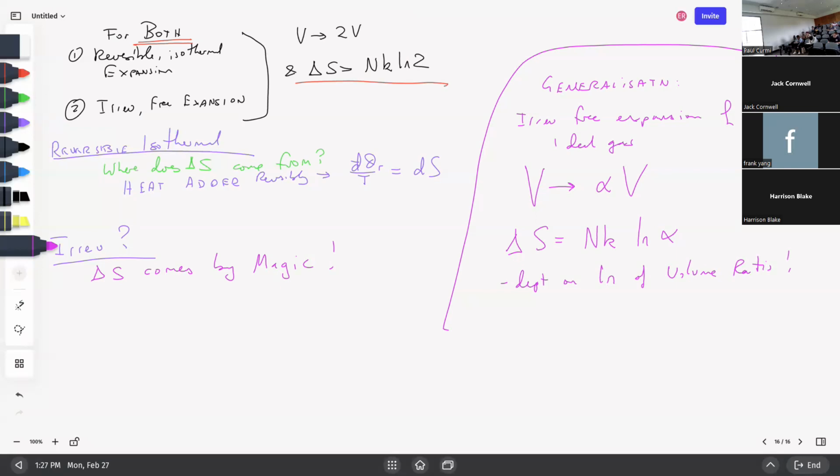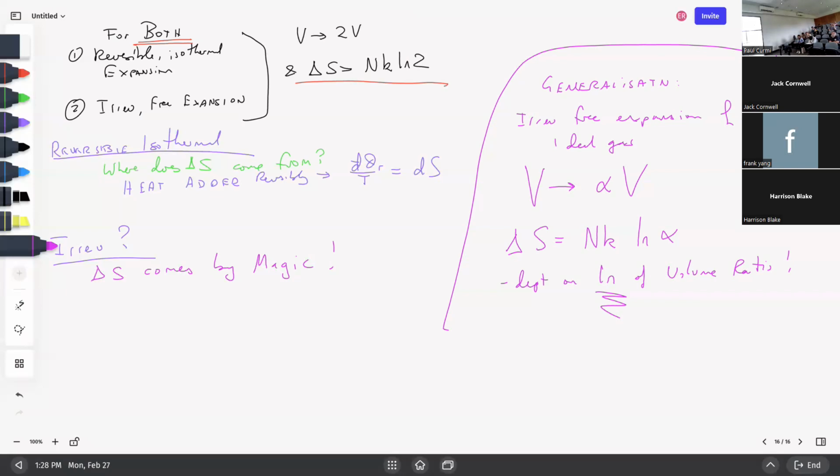So this miraculous appearance of entropy has something to do with the log of the volume ratio. And the fact that it's a natural logarithm will turn out to be important. Okay? Any questions? Oh, so when I did the isothermal expansion, reversible, then I have to couple the system to a heat bath to get the heat going in, and I have to extract work from it as it expands.